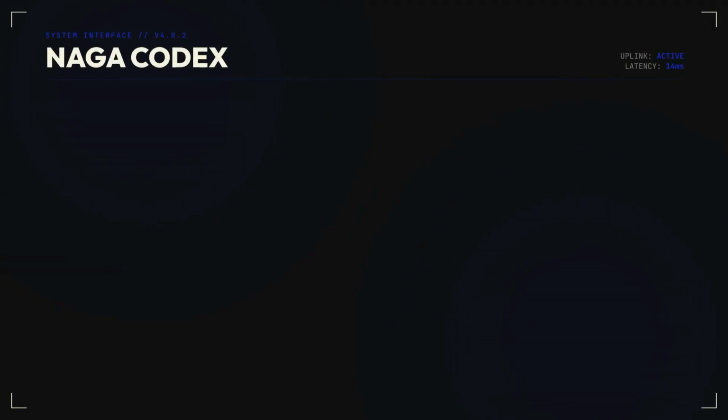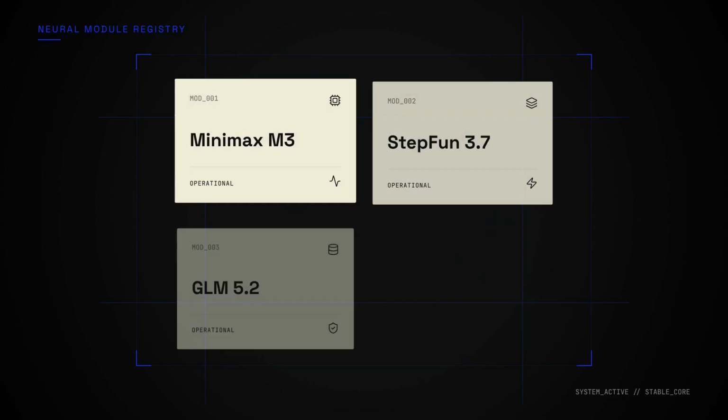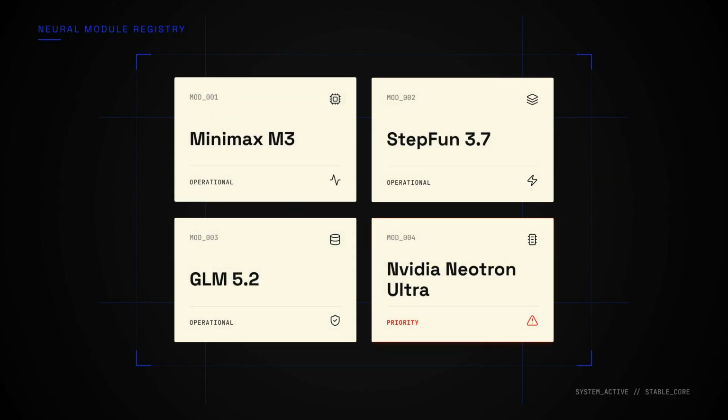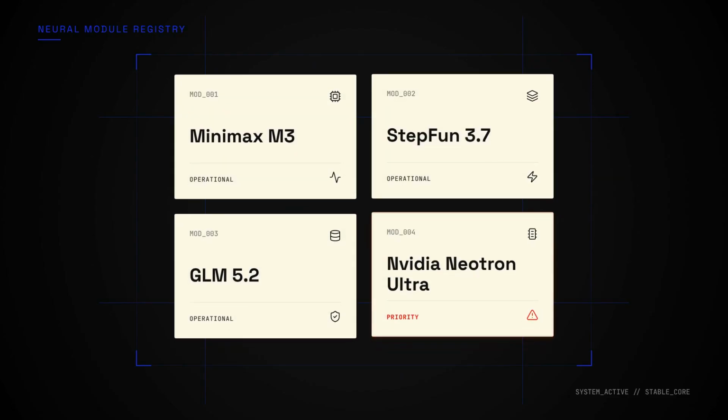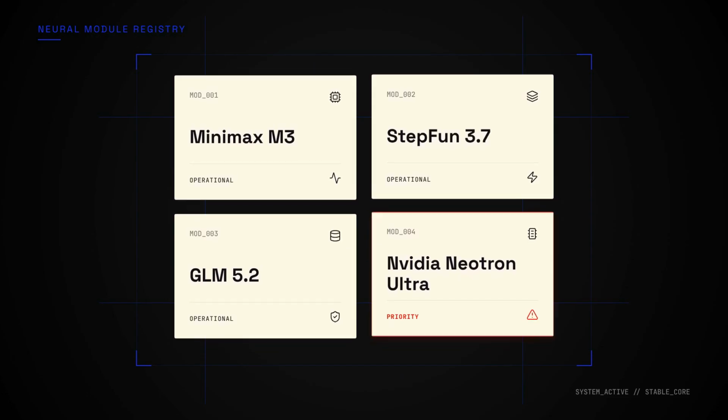When I say free AI models, I don't mean free chatbots or the usual OpenRouter free tier. I'm talking about the actual engines behind today's top agentic apps, the ones you see trending on openrouter.ai/apps. Models like Minimax M3, StepFun 3.7, GLM 5.2, and Nvidia's Neotron Ultra. Run these through OpenRouter, you're paying. Some of them are among the most expensive on the platform. But what if you could access the same models without touching your wallet?